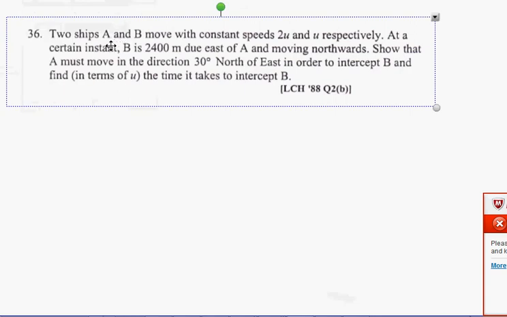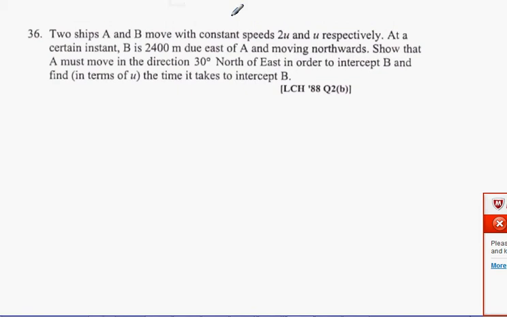In 1998, two ships A and B move at constant speeds 2u and u respectively. At a certain instant, B is 2,400 meters due east of A, moving northwards. Show that A must move in direction 30 degrees north of east in order to intercept B, and find in terms of u the time it takes to intercept B.